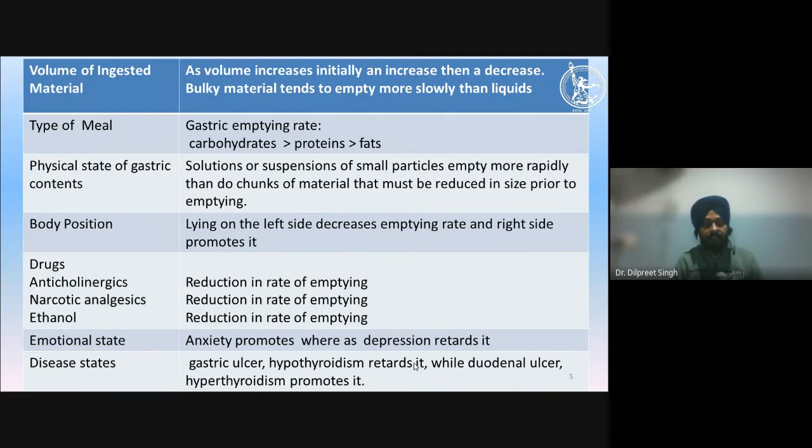So drugs that create a major effect. For example, basic drugs that I have already discussed with you, such as anticholinergics, narcotic analgesics, ethanol, or some of the macrolide antibiotics, help in the reduction of gastric emptying because the acidic content in the stomach will be absorbed under this drug. So drug-enzyme interaction can play a major role in the reduction of gastric emptying.